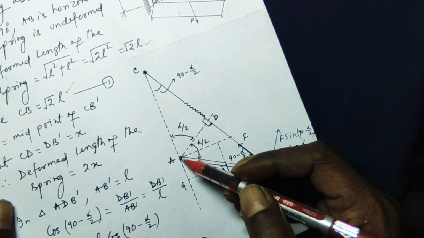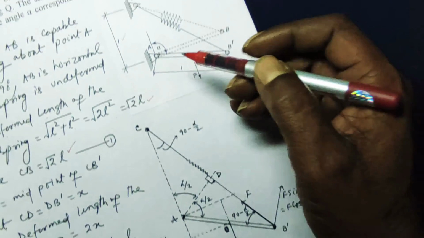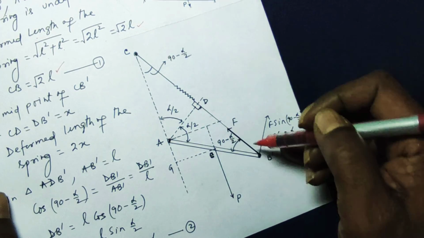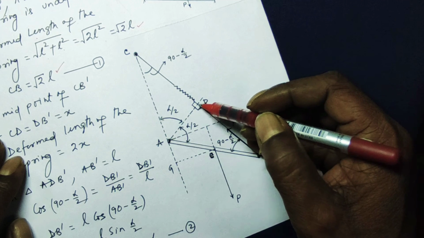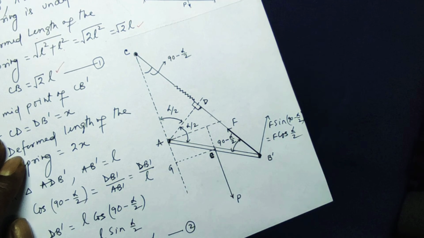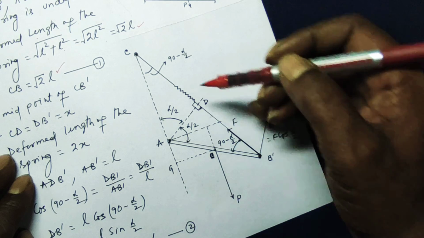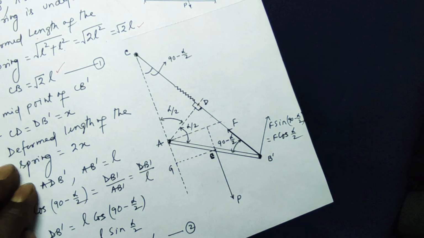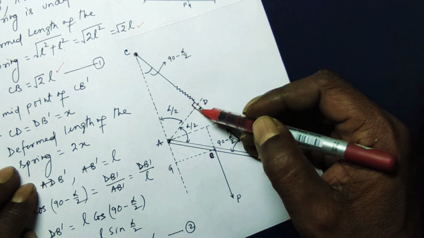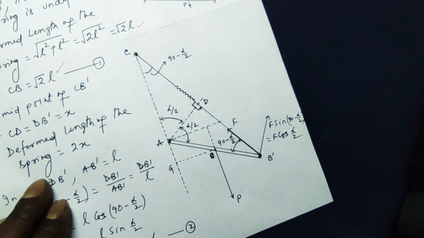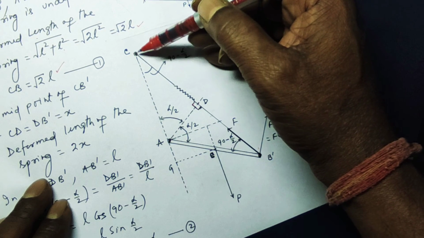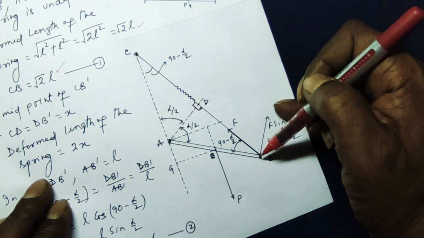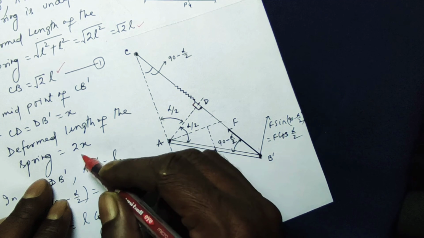So now from point A, same point A as here, I draw a perpendicular to C B dash. Therefore, D is the midpoint of C B dash. Let C to D be equal to D to B dash, equal to X. Because D is the midpoint, this angle is 90 degrees here. So the new length of the spring in the deformed position, from C to B dash, will be X plus X, that is equal to 2X.